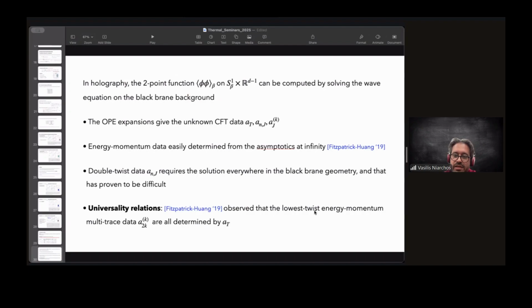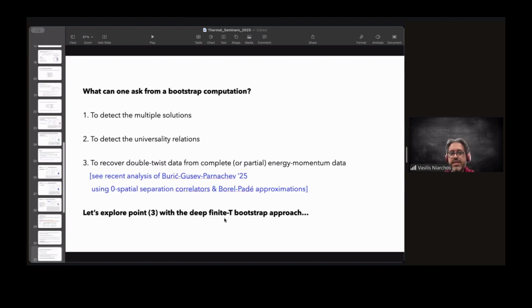There are also some other relations here, like universality relations that Fitzpatrick and Huang noticed. They noticed, for example, that the lowest twist energy momentum multi-trace data are all determined by AT, the one-point function of the energy momentum tensor. So what can one ask from a bootstrap computation? Well, you can ask that it detects the multiple solutions, that it detects the universality relations, and also, for example, you can supply complete or partial information from the energy momentum sector, and ask to recover the double twist data.